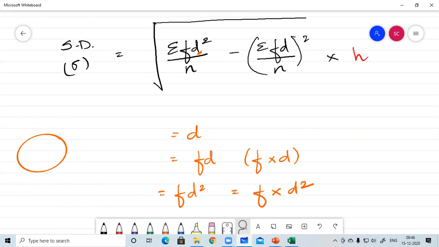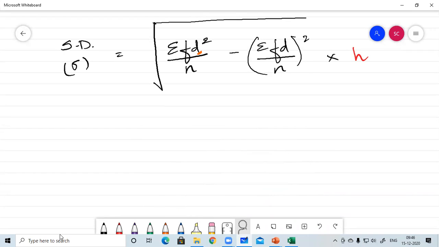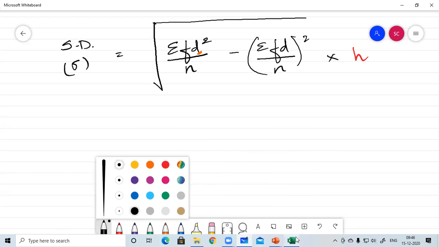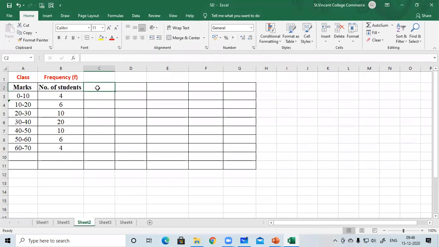Yes, sir. And again, it's not very difficult to understand because we have a shortcut for this, which we are going to use. I just wanted to explain what the formulas represent. So we are done with this. Now let's go to the question. The first column you require is D. Your F is given to you, which is frequency.